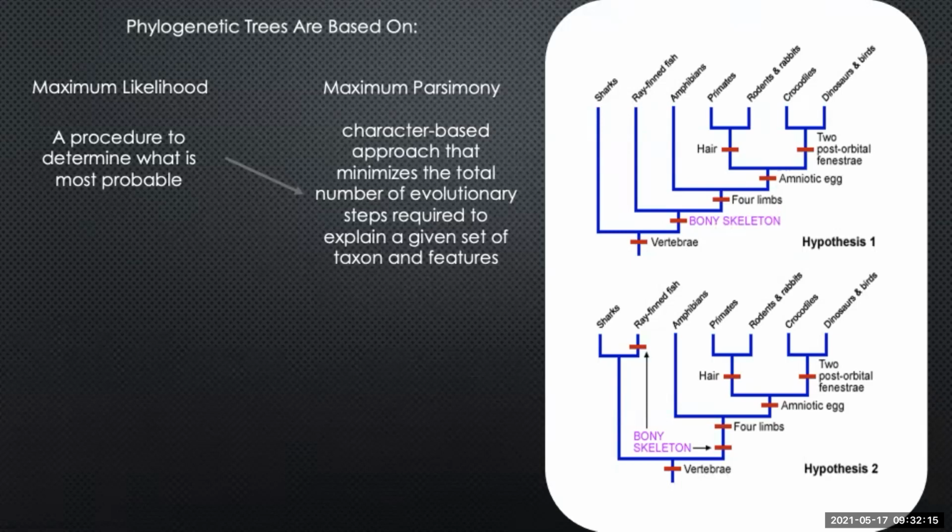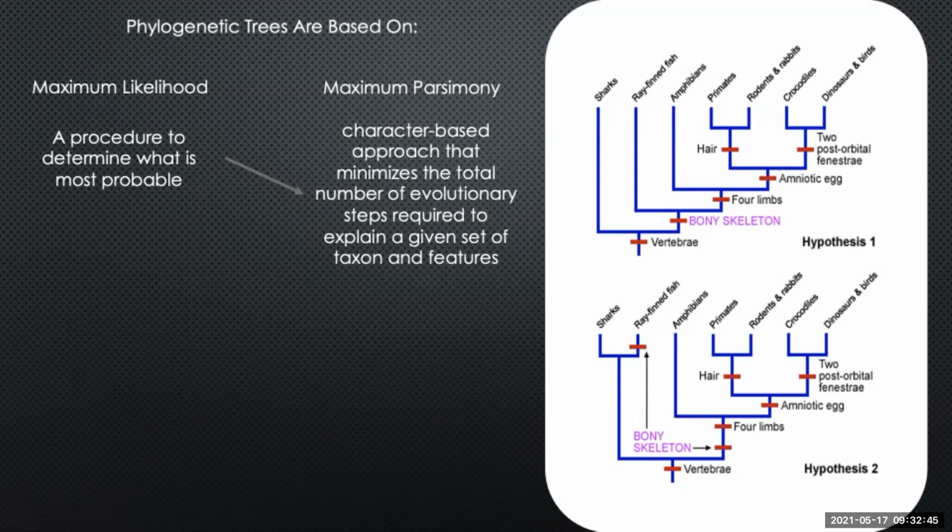This can be done when we incorporate molecular data and gene sequences. We can involve transitions in, say, the genes that code for your vertebrae or your skeleton type. And so in this case, hypothesis 1 would be the one that is most parsimonious: the least amount of these little red transitional areas, and the fact that each of these traits only evolves once.